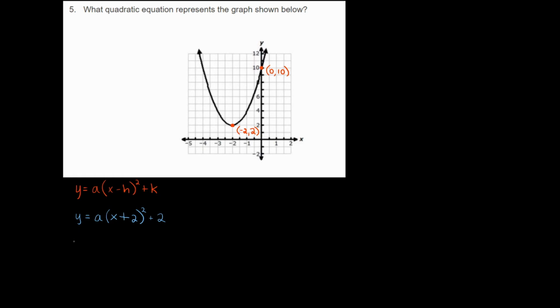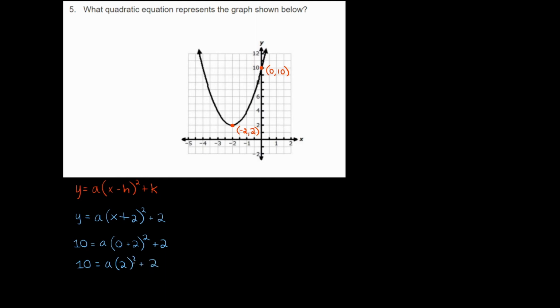Y, in this case, is going to be equal to 10 because that's the y value of our point (0, 10). So 10 equals a times x, which we said is 0 because the point is 0 in the x direction and 10 in the y direction, plus 2 squared plus 2. Now we only have one variable and one unknown. We can solve for it. 10 is equal to a times 2, because 0 plus 2 is 2, squared, plus 2.